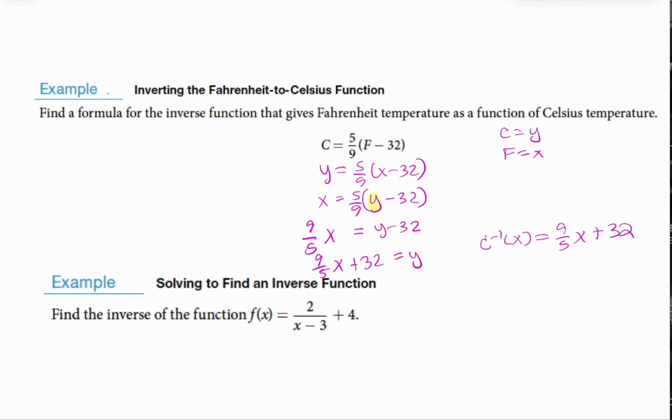So in our original function, our f was our input, so our Fahrenheit was our input. In our new function, our Celsius will be the input, and we will get out a Fahrenheit.